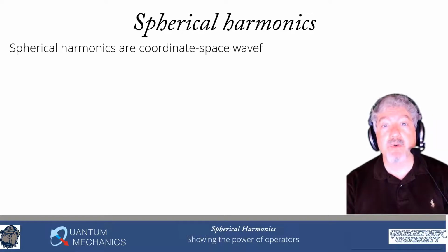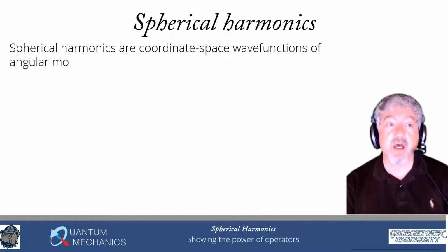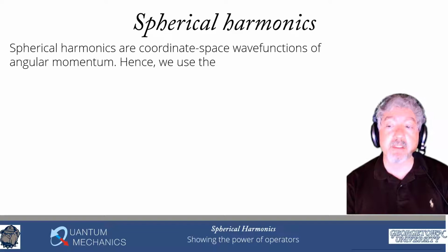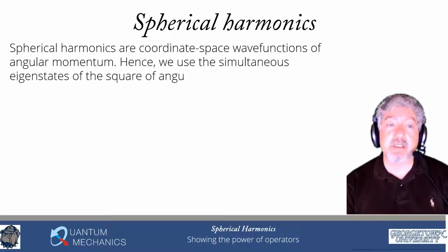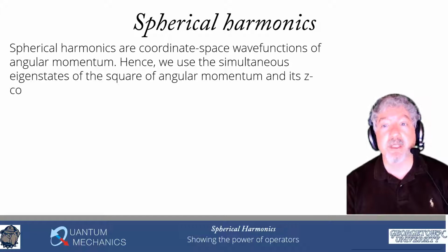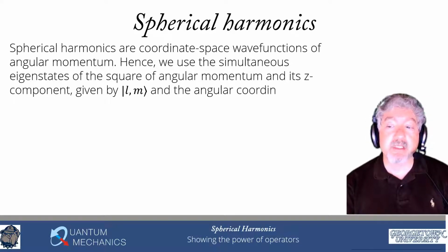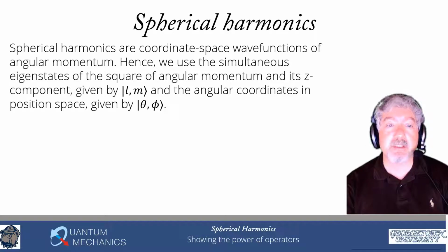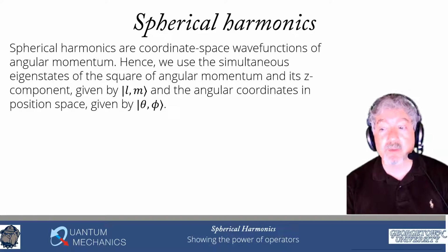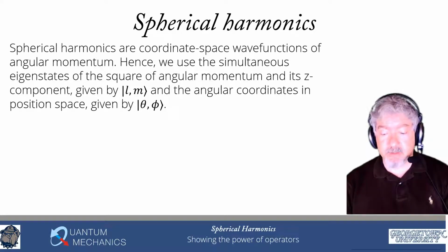Spherical harmonics are the coordinate space wave functions of the angular momentum eigenstates. And so we're going to be using the simultaneous eigenstates of the square of angular momentum and the z component of angular momentum. And those are the states L comma M that we were working with in the previous lecture. We're also going to use the angular coordinates in position space given by the states theta comma phi. These are the states that you worked with in the classwork during the last class session.